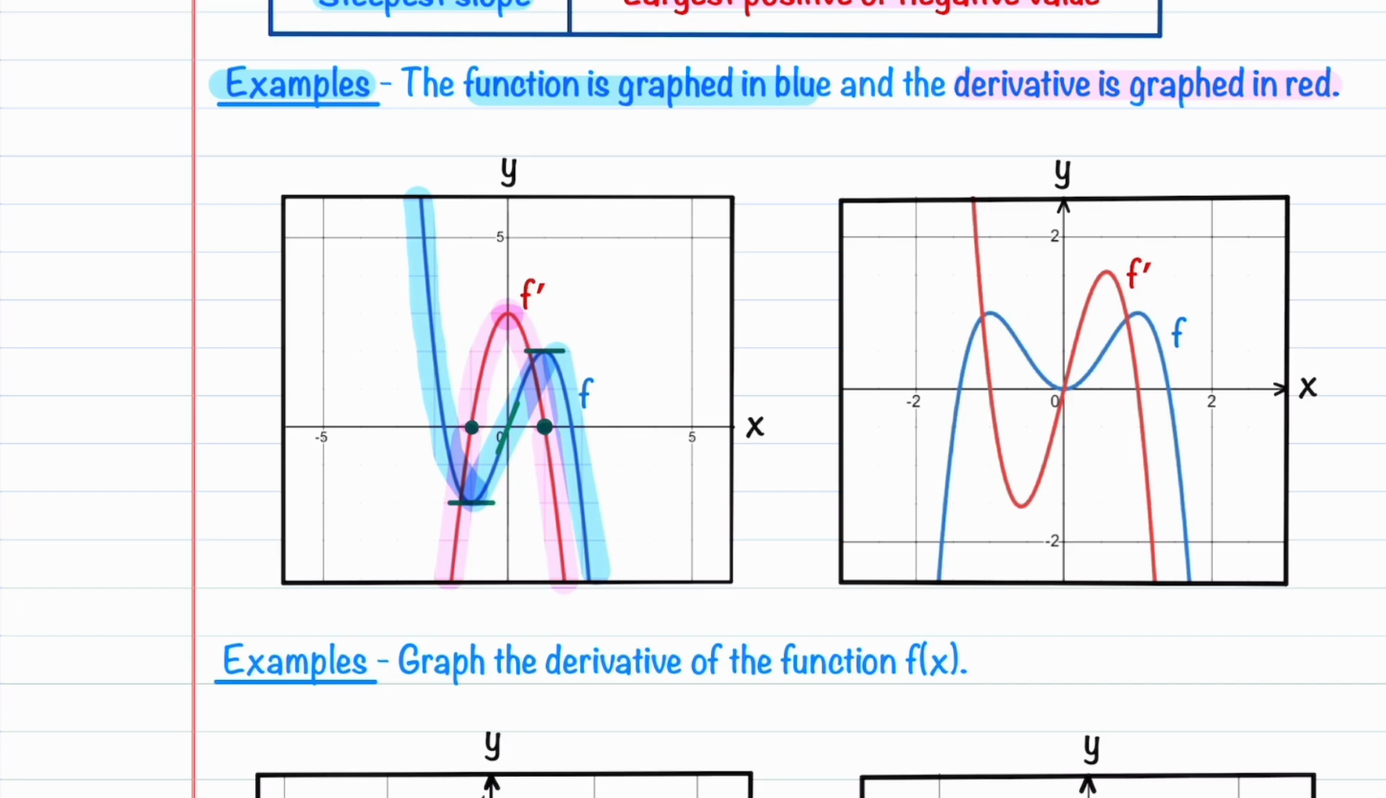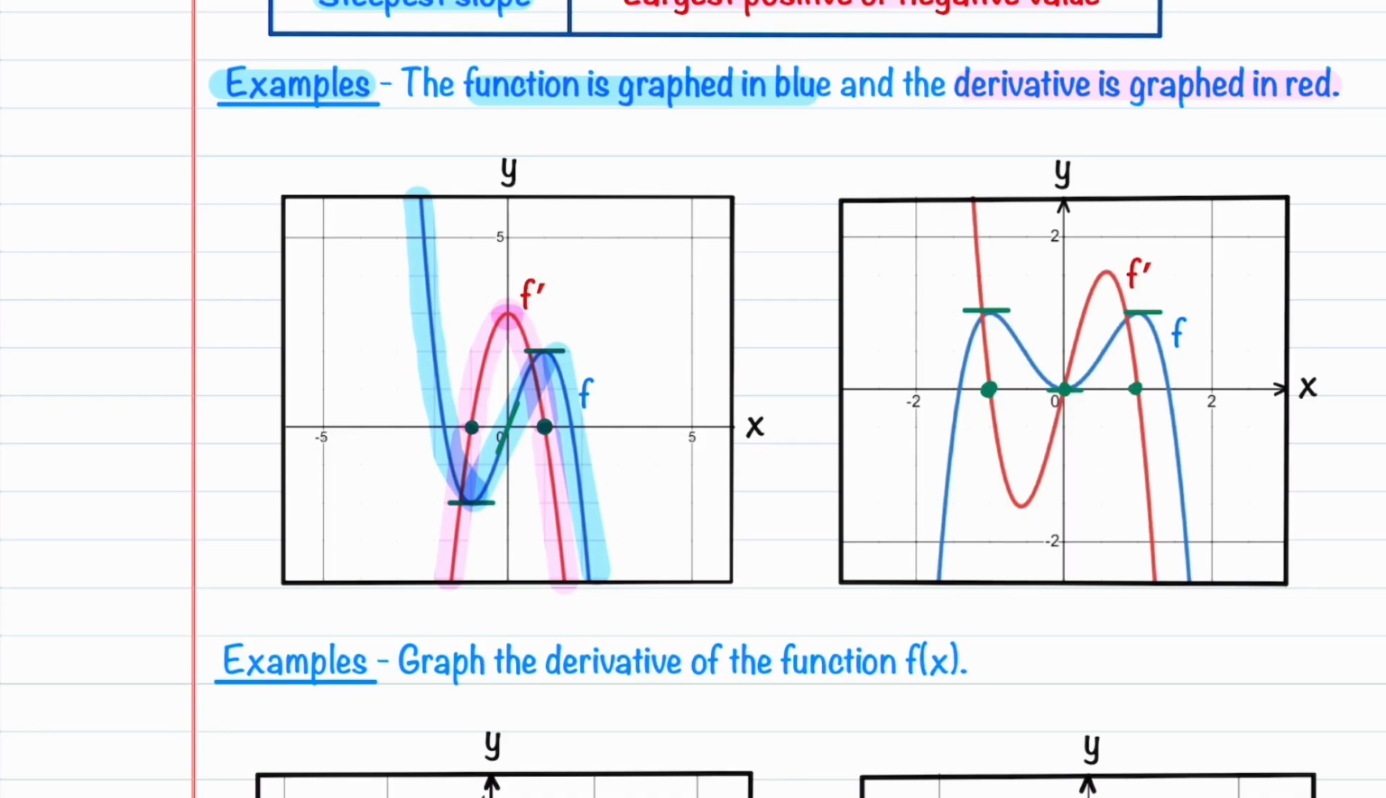Let's now look at the graph on the right. We're going to do something similar. We're going to start by seeing where the function has a slope of 0. Our function has a slope of 0 here, here, and here. And at those points, our derivative is going to be 0. So the derivative is going to be 0 here, here, and here.